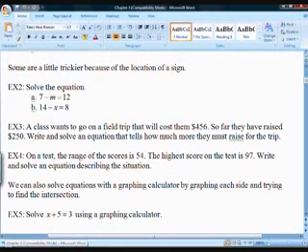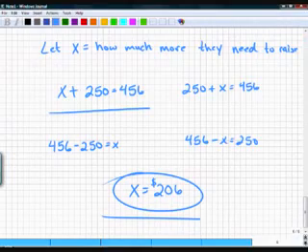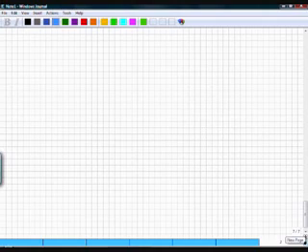Last problem. On a test, the range of scores is 54, the high score is 97. Write and solve an equation describing the situation. Listen very closely because there's one on your homework identical to this, and I had a ton of people ask me last block, now what's the range again? What is that? I didn't hear you talk about that.